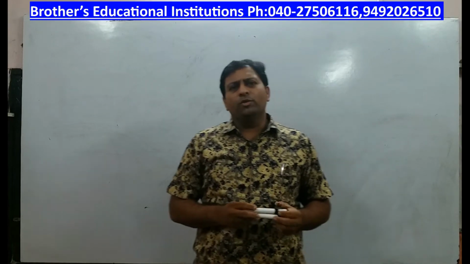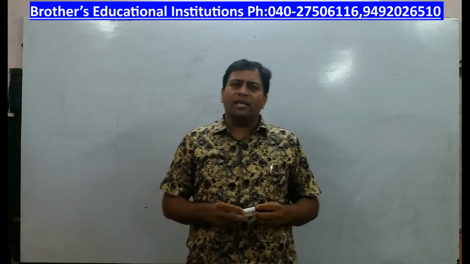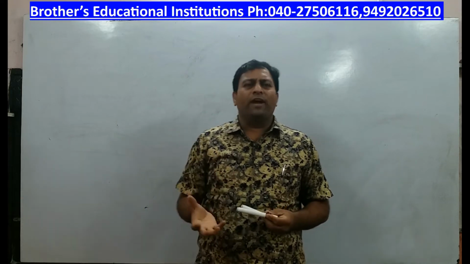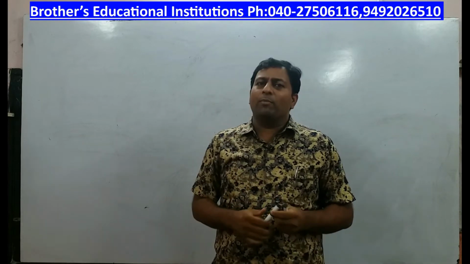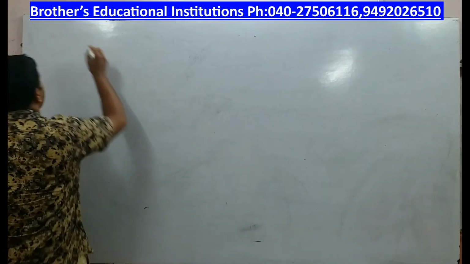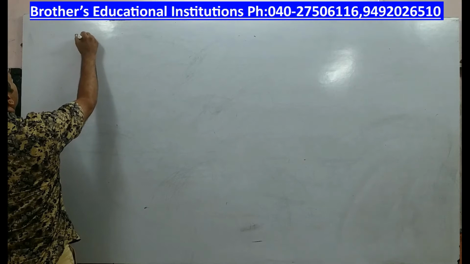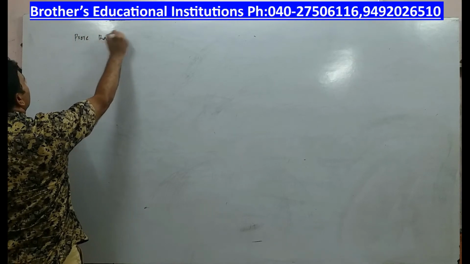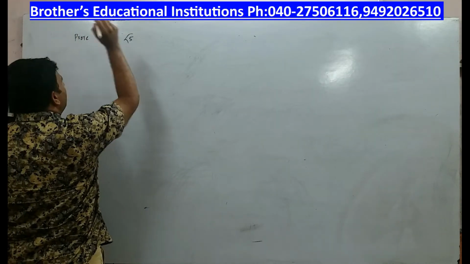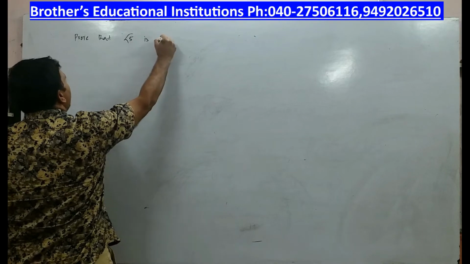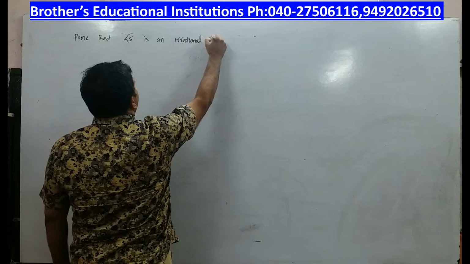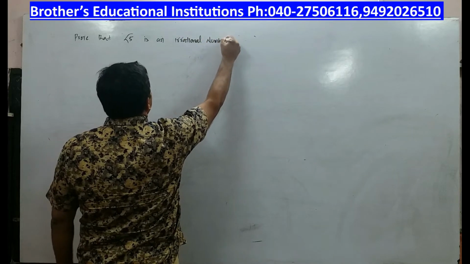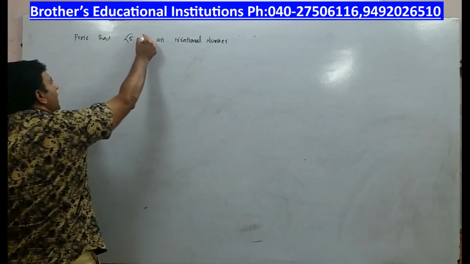Today what we are going to do is deal with the new concept of proving root 5 or root 2 as an irrational number. Now let us see how I am going to do that. The question is: prove that root 5 is an irrational number. Everybody knows, but now we are going to prove that root 5 is an irrational number.